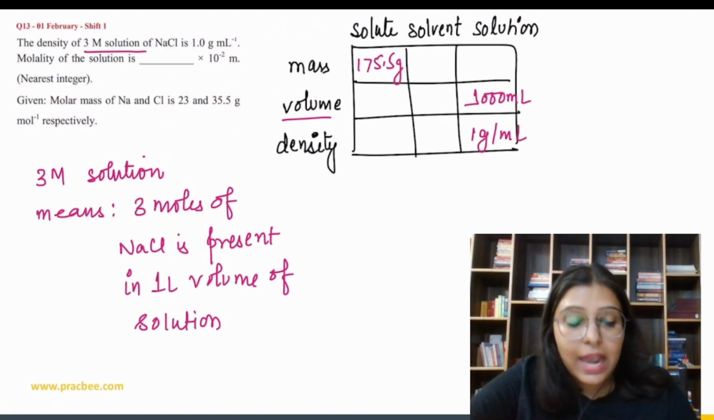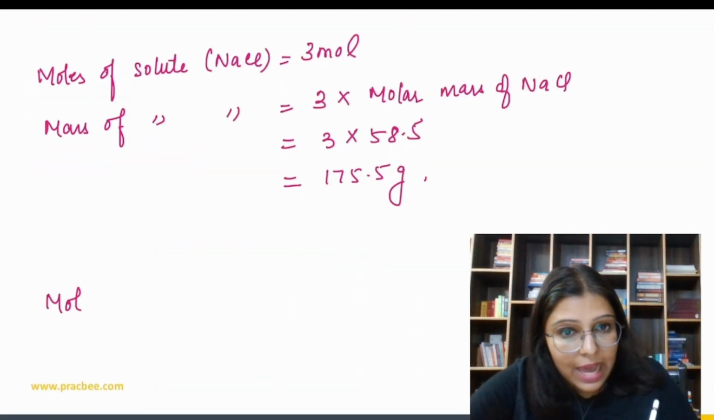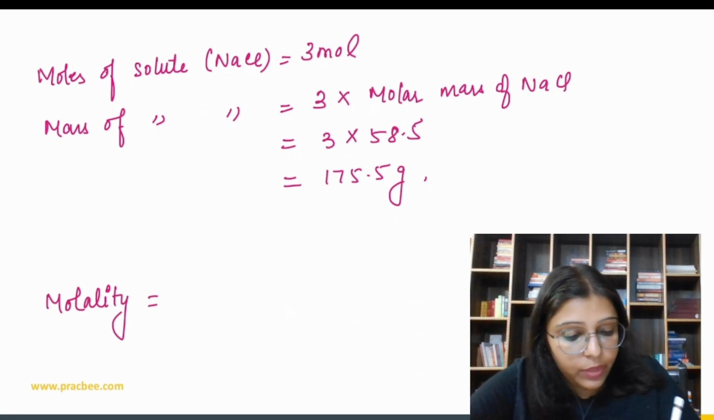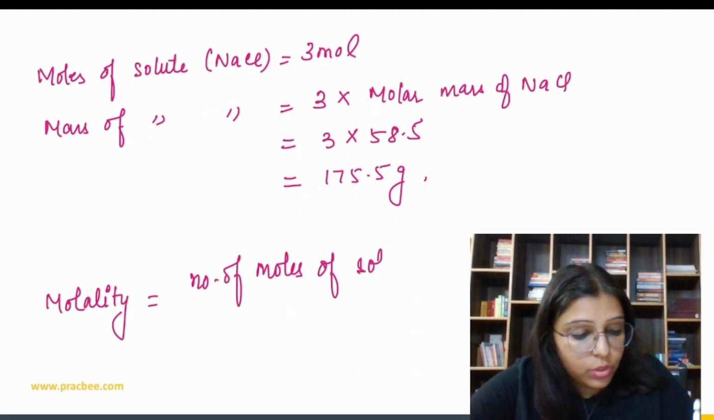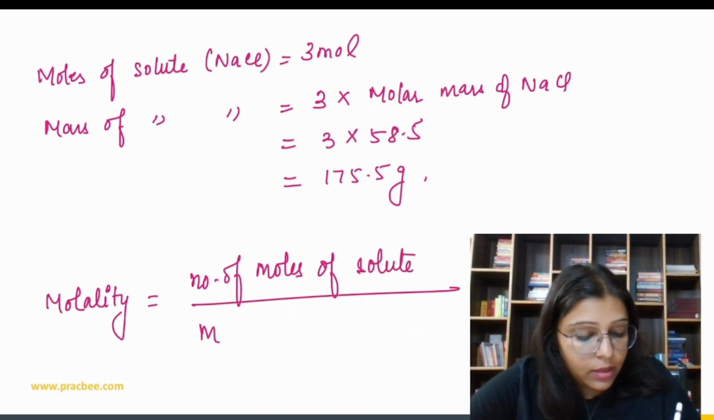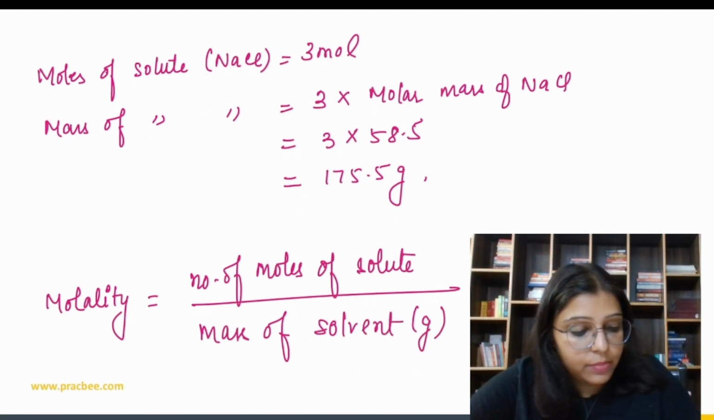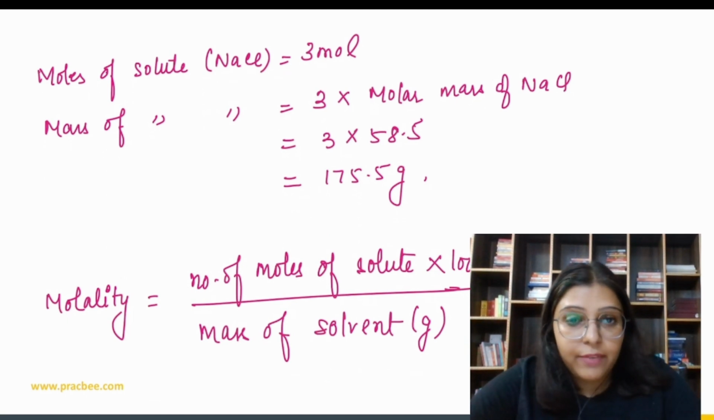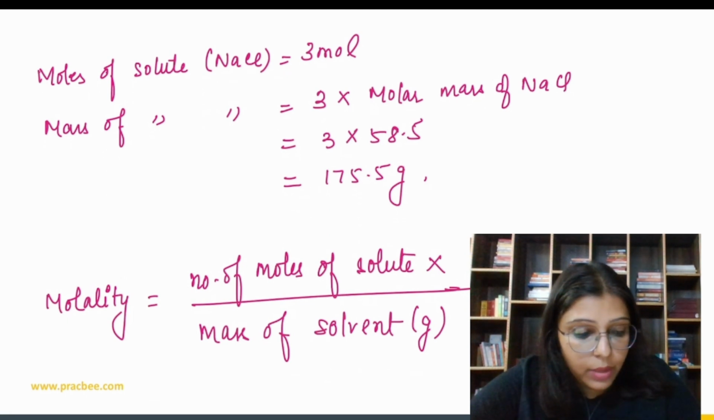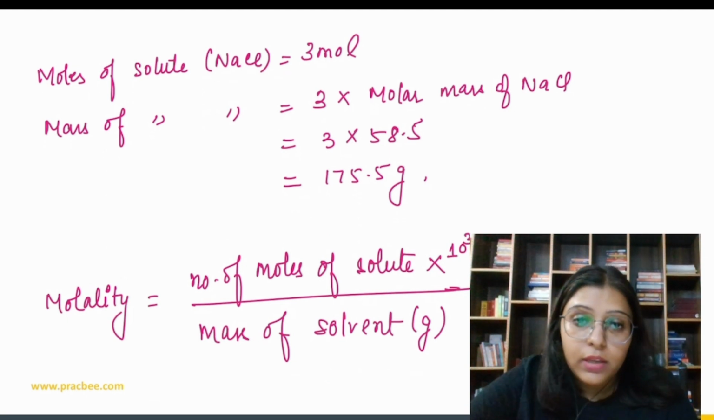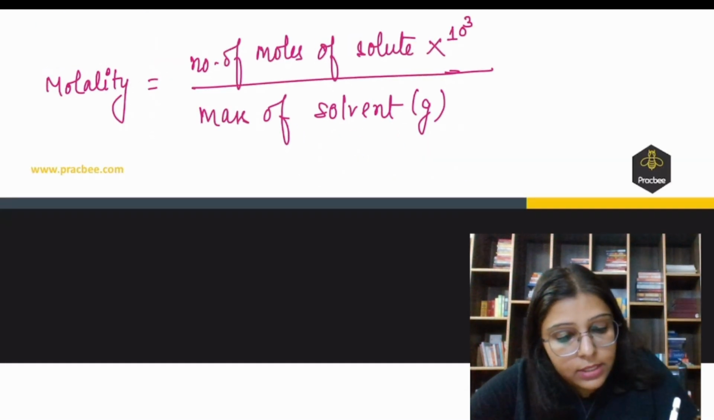We have to find the molality of the solution. So for molality, we need the number of moles of solute divided by the mass of solvent. And if the mass of solvent is in grams, then we have to multiply the numerator with 1000, 10 to the power 3. Clear? So the number of moles of solute is 3.